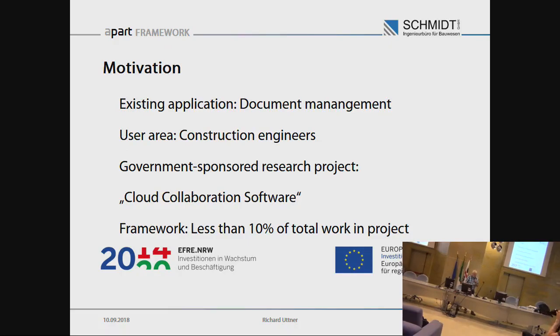So the motivation. In the top right you see the logo of Schmidt Bureau for Civil Engineering, a German company located in the federal state North Rhine-Westphalia. And Schmidt has about 40 employees on 5 locations. Most of them are civil engineers.